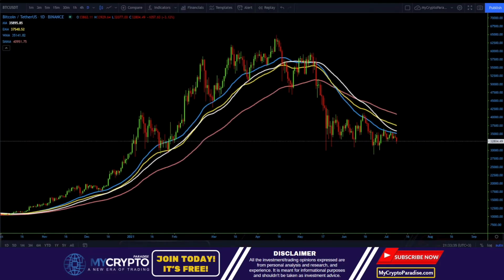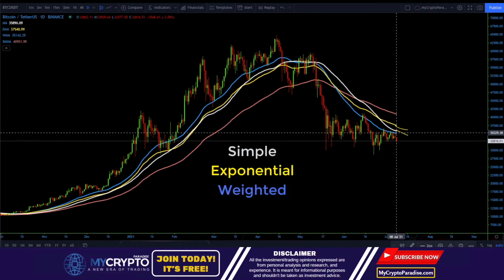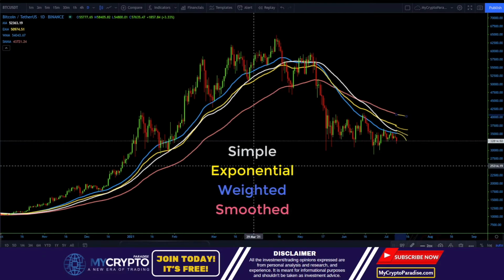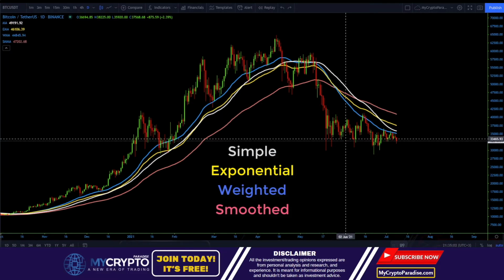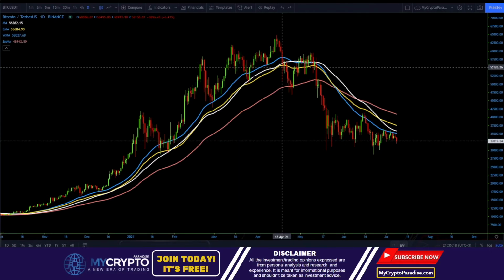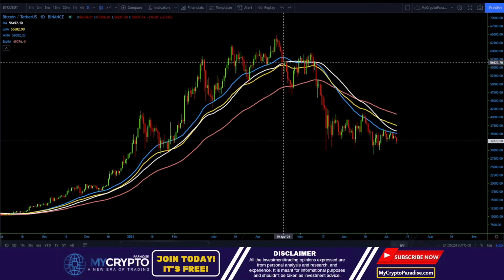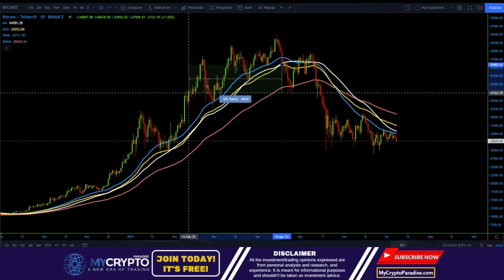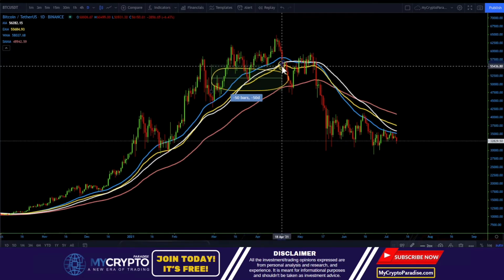To start with, let's begin with the types of moving averages. The most popular ones: simple, which is white, exponential, which is yellow, weighted, which is blue, and smooth, which is red. Each and every one of them represents an average price during certain periods of bars back. On this chart, all the moving averages are in a period of 50, which means that in order to calculate the value of, let's say, a simple moving average at this spot, we need to take 50 bars back, and based on this price action, we'll have the value right there printed on the chart, which is near $55,000.